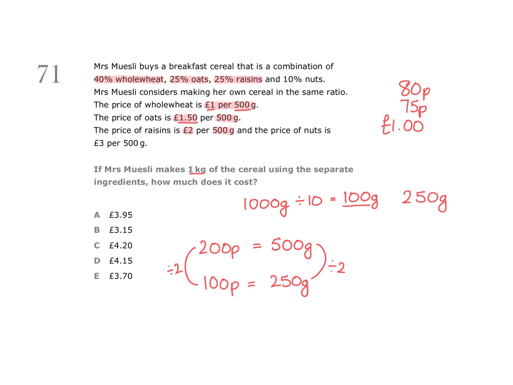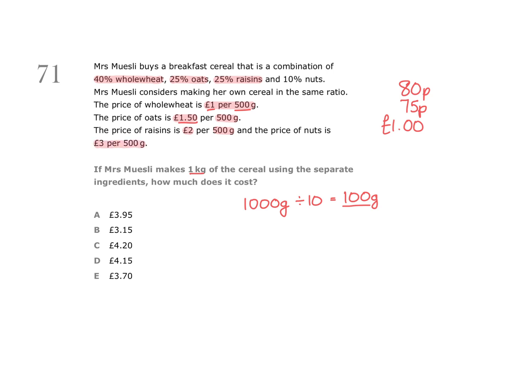Finally then, we can look at the price of nuts. Nuts cost £3 per 500 grams, and we need 10% of the cereal to be nuts, which we know is 100 grams. So £3 is 300 pence, and that's the cost for 500 grams. We need to divide this value by 5 to get the amount of nuts that we need, and that means we need to do the same to the cost. 30 divided by 5 would be 6, so 300 divided by 5 is 60, meaning the nuts will cost 60 pence.